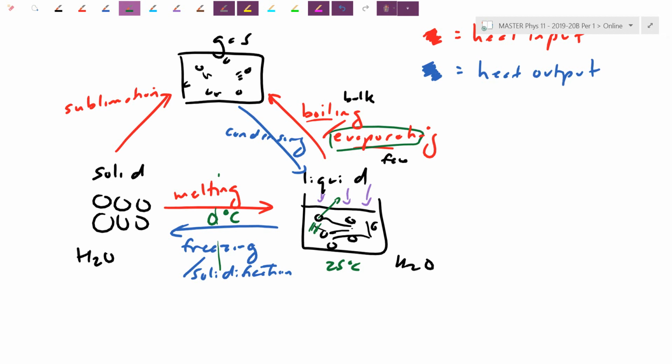That's intensive. What if we went gas back to solid here? So gas down to solid. Give it color coding right here. In the past, I used to call this sublimation again.